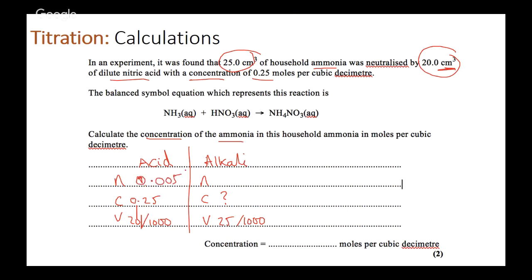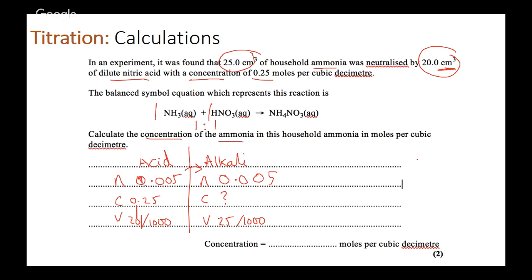0.005. To get the number of moles of alkali, we look at our ratio. This is a ratio of 1 to 1, making sure this is balanced first of all. So we've got a ratio of 1 alkali to 1 acid. Therefore there's the same number of moles on this side, 0.005. And we can use that to work out the concentration.